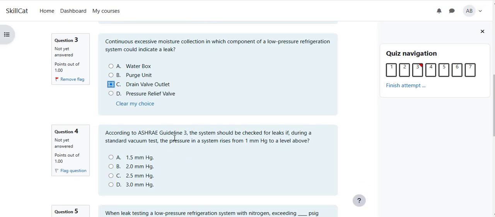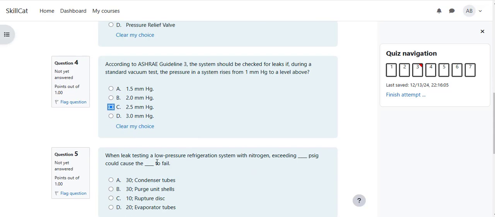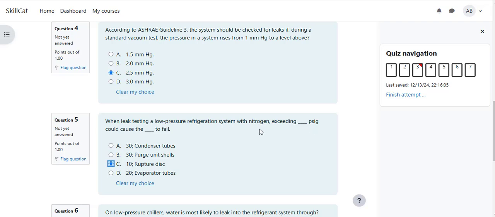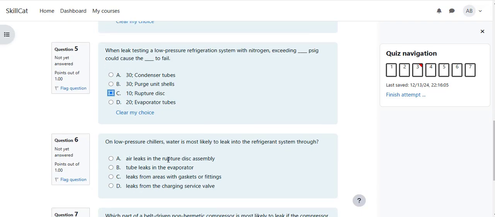According to ASHRAE guideline 3, the system should be checked for leak if during the standard vacuum test the pressure in the system rises from 1 millimeter Hg to what level? To 2.5. When leak testing a low pressure refrigerant system with nitrogen exceeding 10 psig could cause rupture disk to fail.